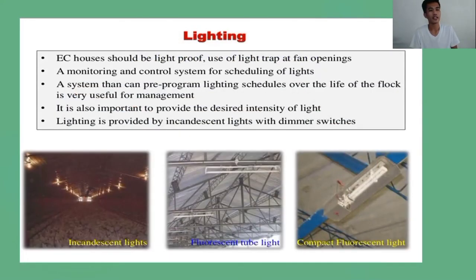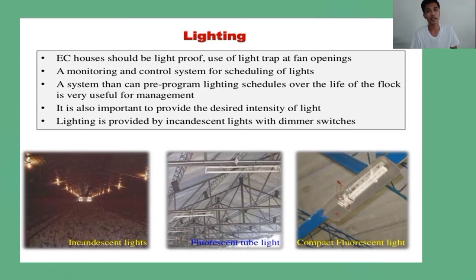Lighting. Environmentally controlled houses should be light-proof, with the use of light traps at openings. A monitoring and control system for scheduling of lights is needed. A system that can pre-program lighting schedules over the life of the flock is very useful for management. It is also important to provide the desired intensity of light. Lighting is provided by incandescent lights with dimmer switches.